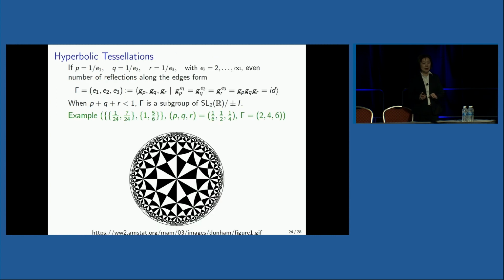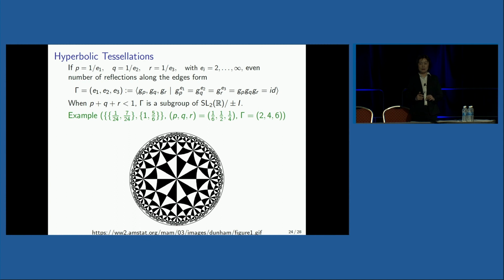So in a more general setting, if P, Q, R are each 1 over an integer, at least 2, including infinity, we can use reflections to form a so-called triangle group. It will be denoted by gamma of E1, E2, and E3. This is the generator relation that I wrote down on the screen. And this triangle group corresponds to the space tiling.